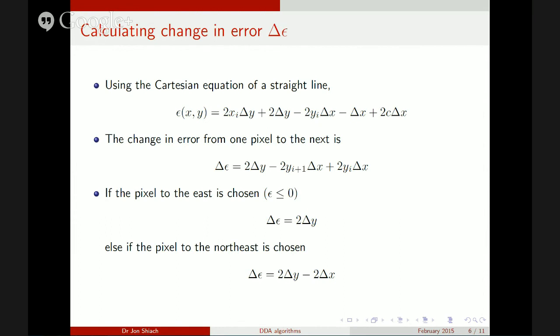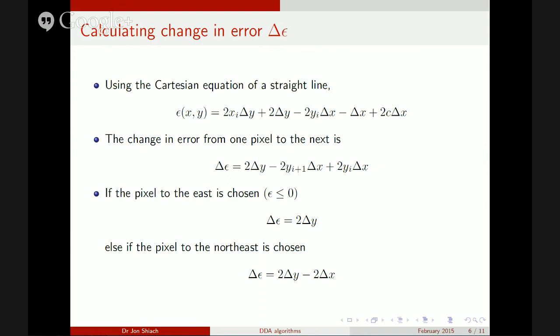So if yi plus 1 was equal to yi, that means I chose the pixel to the east. Okay, we got the change in error if I went to the east pixel, so I'd use a subscript e. Okay, would be 2 delta y minus 2 yi delta x plus 2 yi delta x. So here, the yi plus 1 is simply yi. And that comes down to 2 delta y. Okay, so I'm putting a little underline on there. That's finished. That's if we went to the east pixel.